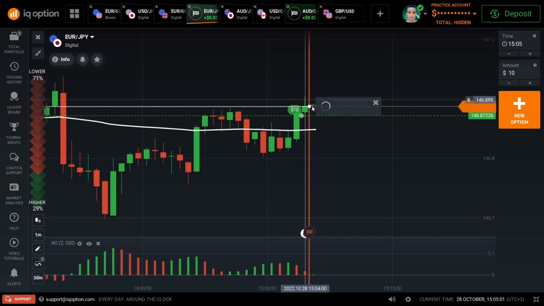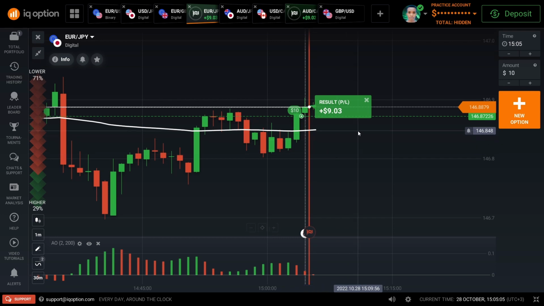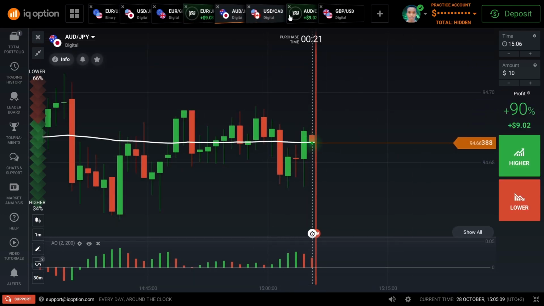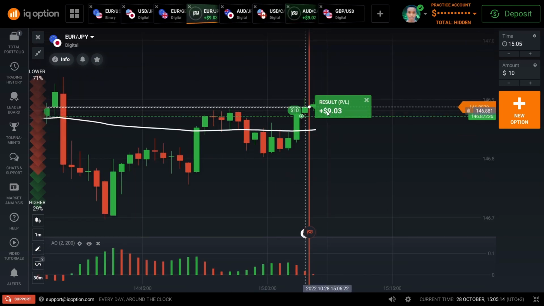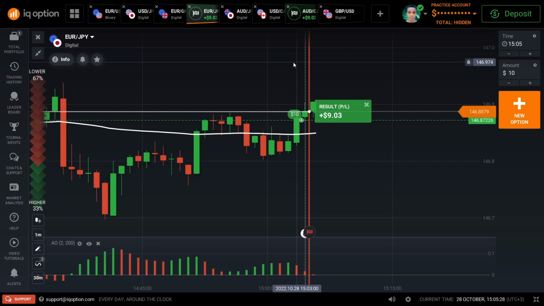You see, another second trade, we use this strategy by going higher and going lower, and you see we win the first trade of going lower and win the trade of going higher by using this strategy. I wish you the best of luck, and practice this strategy in a demo account before you go to a live account.